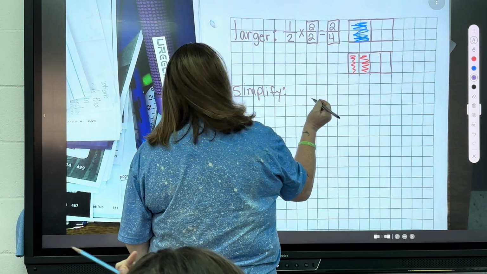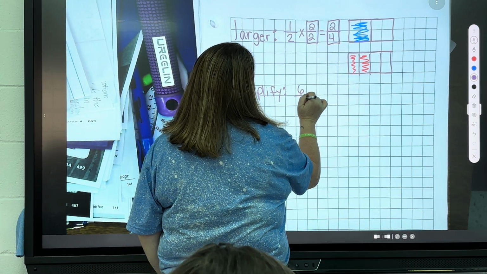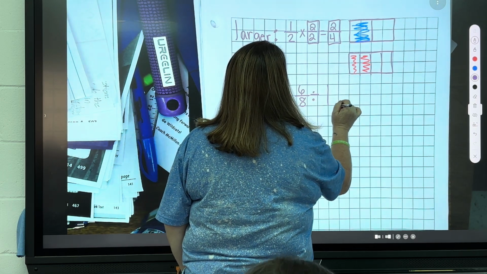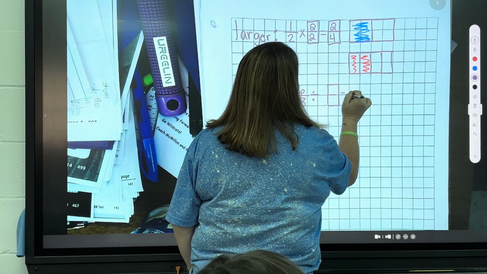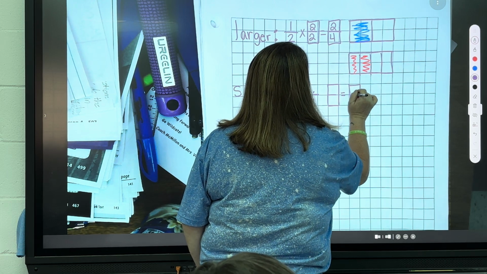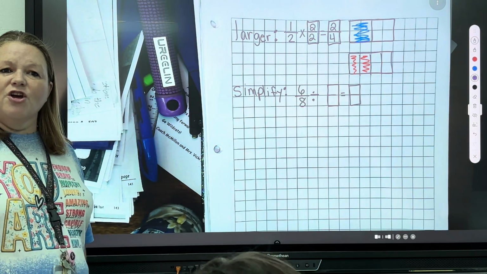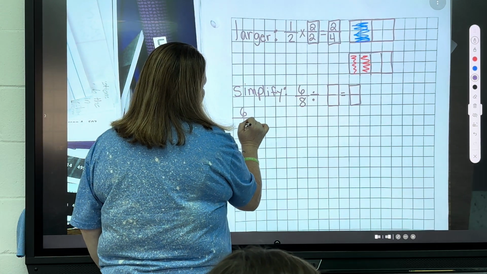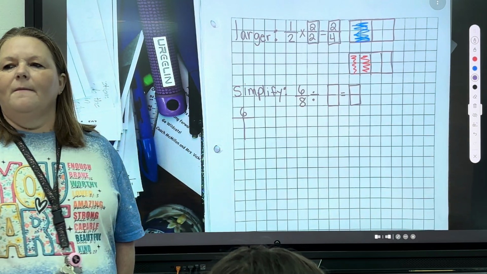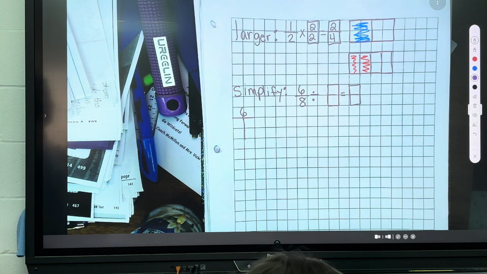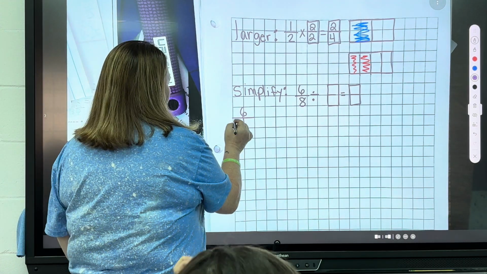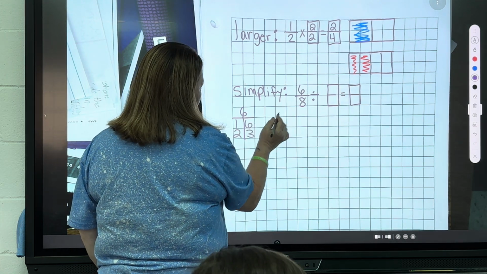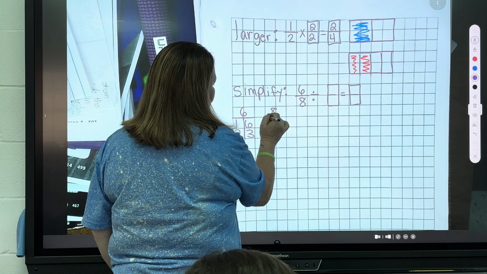Now, I'm going to start out with 6/8. We said we're dividing, but I don't know off the top of my head what 6 and 8 can both be divided by. Make your T-charts, right? Very good. So let's find our factors of 6. What two numbers can we multiply together to get 6? 1 and 6, 2 and 3.